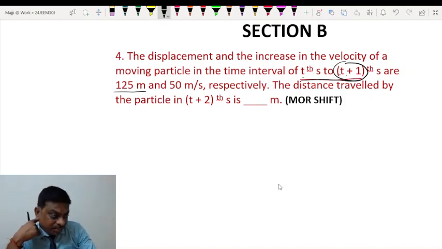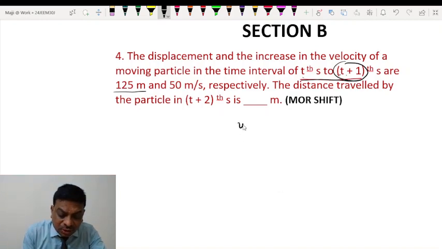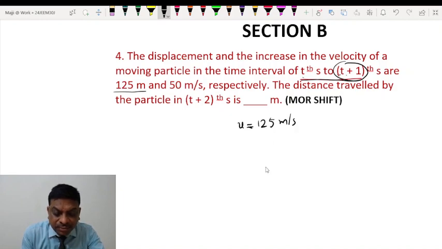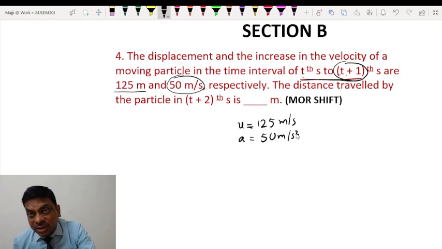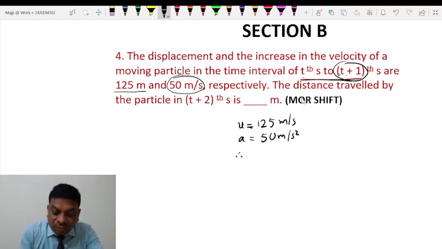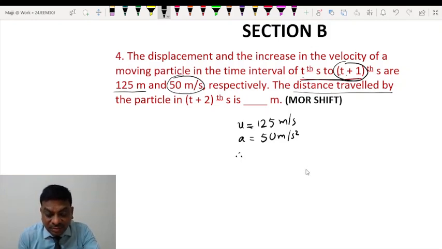Displacement during a particular second is basically the velocity. So the velocity is what? Initial velocity is 125 meters per second. Initial means during t plus 1 second. Also, the change in velocity is given as 50 meters per second. In other words, acceleration is 50 meters per second in 1 second, so 50 meters per second square. Therefore, we want to know the distance travelled by the particle in the next 1 second, isn't it, students? So certainly displacement during the next 1 second will be what?